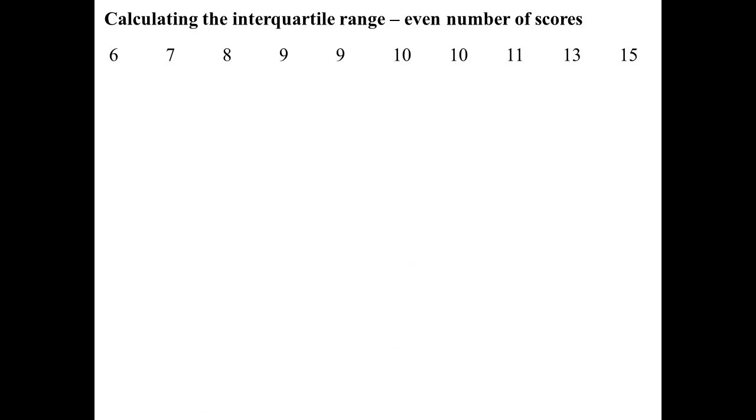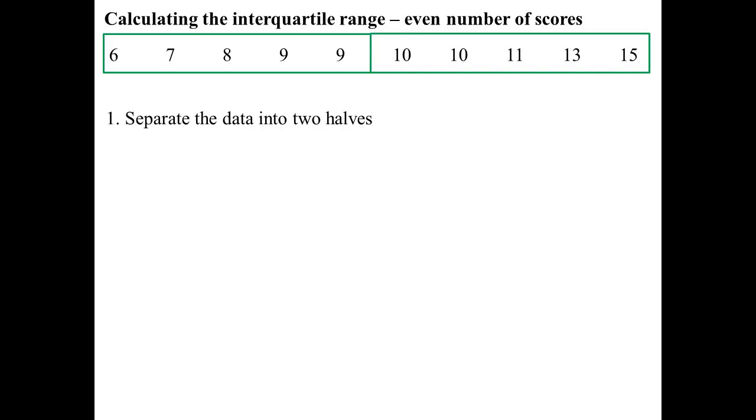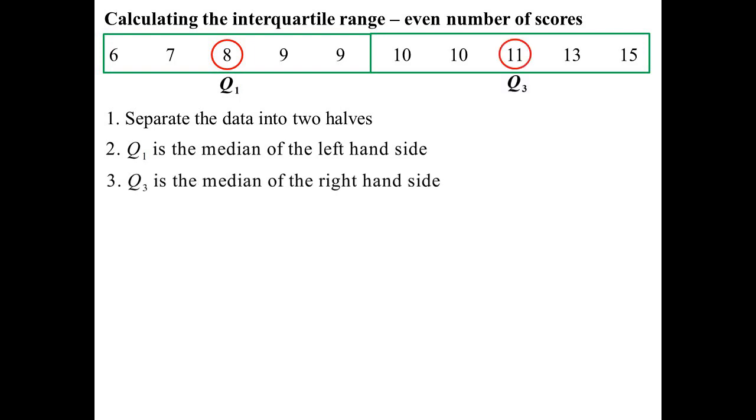Now, if I have an even number of scores, let's use this one. There is no actual median, but I can simply split it into 2 halves. Q1 will then be the median of the first section. In this case, I've got an odd number of scores, so it'll be 8. The right-hand side, we have 11. Interquartile range of 3. The median for this one would be 9.5. We average the 2 middle ones.